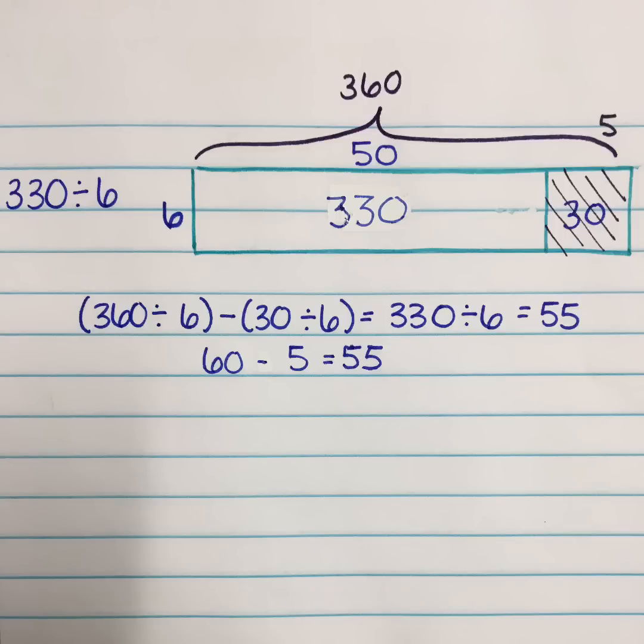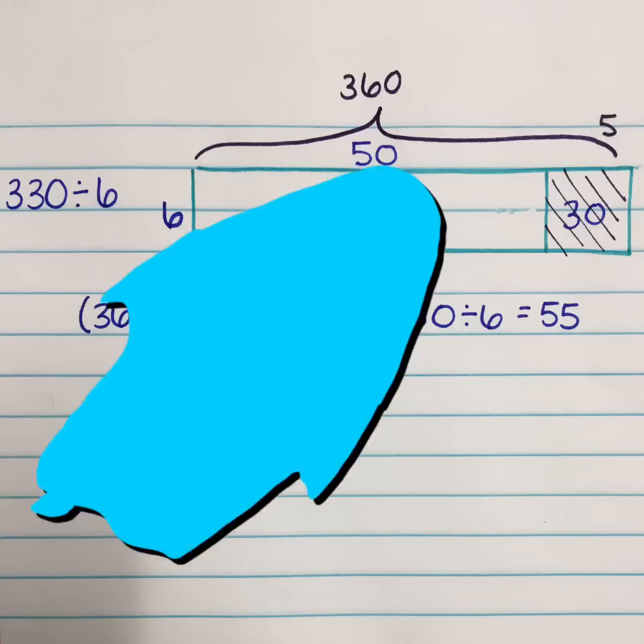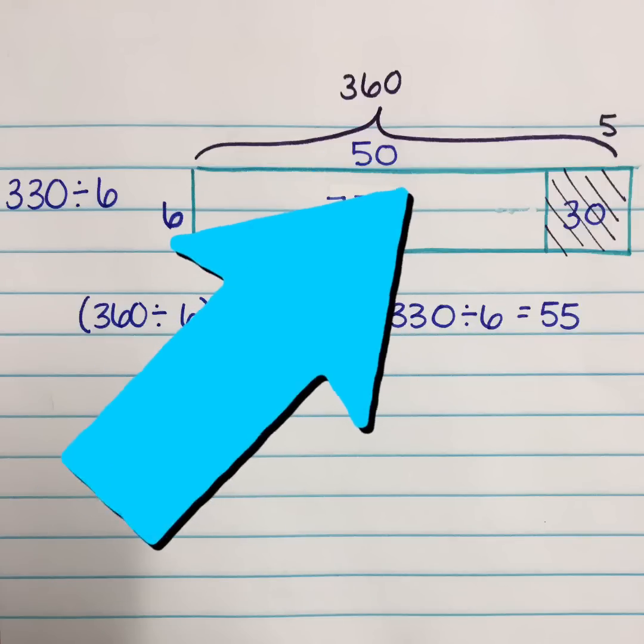There's one other way, and I'm going to show that to you. But I'd like for you to record this expression and this work, because this might be the way your mind works. Remember, we all think a little different. 360 divided by 6 minus 30 divided by 6 equals 330 divided by 6, which is 55. These are still partial quotients.